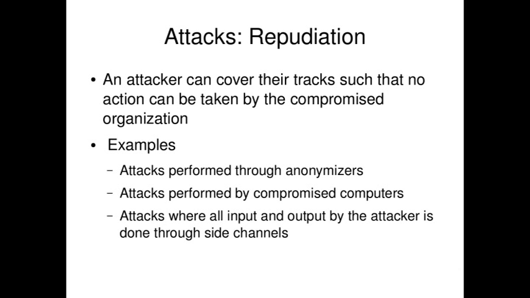So another type of attack is repudiation attacks. These can vary. This is more of something you're usually going to use to aid with other attacks. This is basically when an attacker covers their tracks such that no action can be taken by the compromised organization, whether the action is being able to find them and recover the information or be able to take legal action. There's a number of reasons why you want to be able to trace back. So these can be attacks performed through anonymizers. It can be performed through compromised computers, so they're done indirectly. They can also be done through side channels, which are basically unexpected ways of communicating something else.